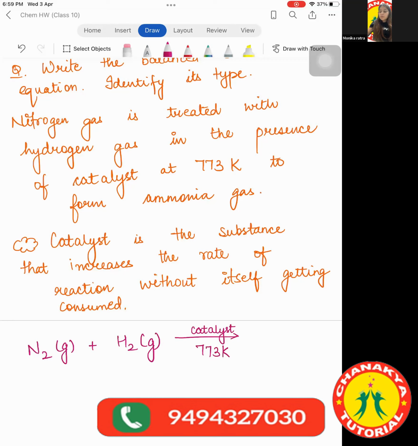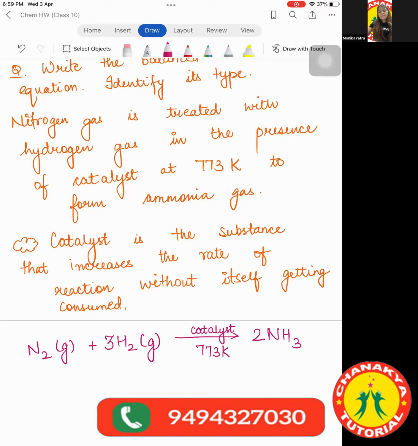Since there is no space on the upper arrow, otherwise you can write it on the upper arrow also, it doesn't make a difference. What is ammonia gas? NH3. So when you balance, what will be the balanced equation? N2 plus 3H2 gives 2NH3. This is the balanced equation.